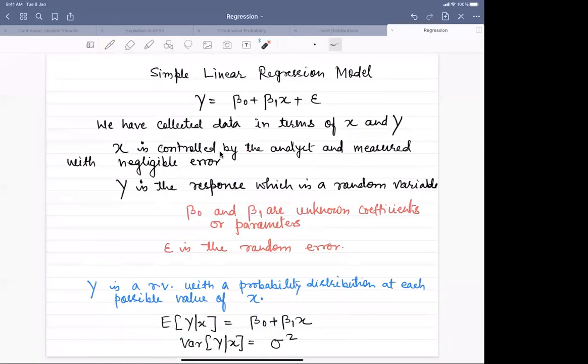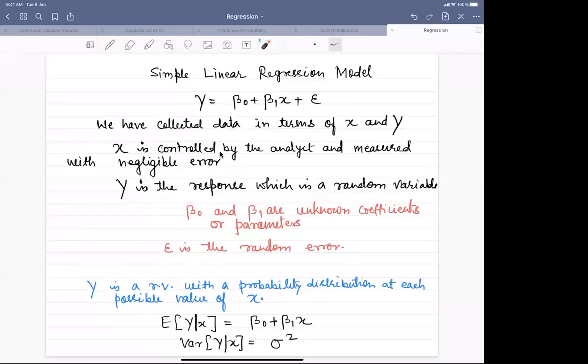Now we again formalize things here, and then we will go into how we estimate beta naught and beta 1. So usually what happens, we first collect the data in terms of x and y. So we have a paired data set, the independent variable and the dependent variable, for example, voltage and current. And often we assume that x is a controlled variable. So the analyst thinks that x has been measured with negligible error. So there is no error in x. The error or the scatter is only in y. So y is the response variable, which is a random variable.